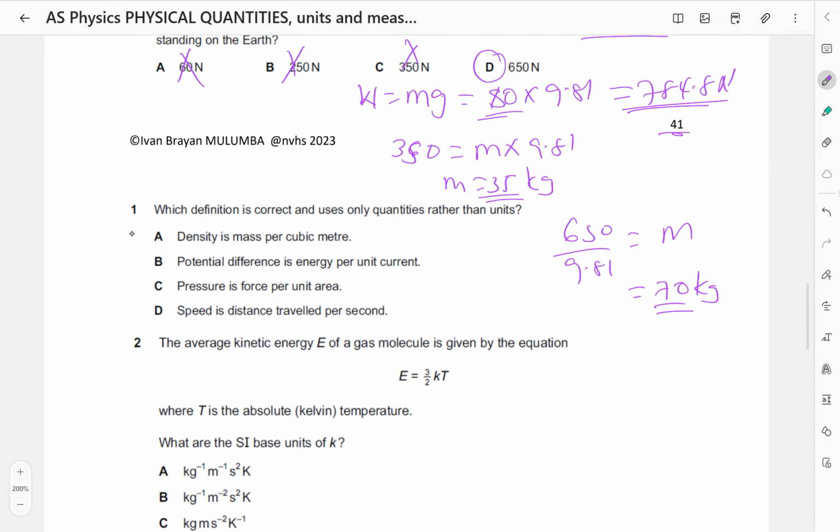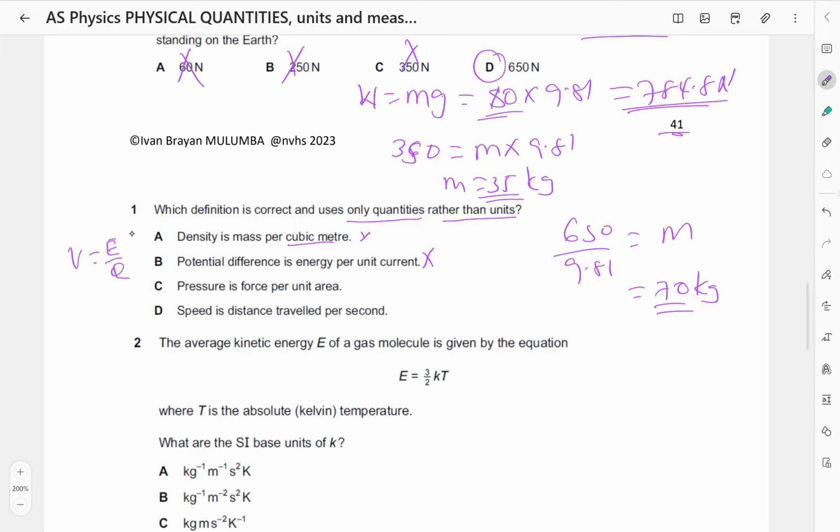Which definition is correct and uses only quantities rather than units? That means only quantities but not units. Density is a mass per cubic meter. Cubic meter, those are units, so that is out. Potential difference is energy per unit current. V is actually energy per unit charge, not per unit current, so this is out.